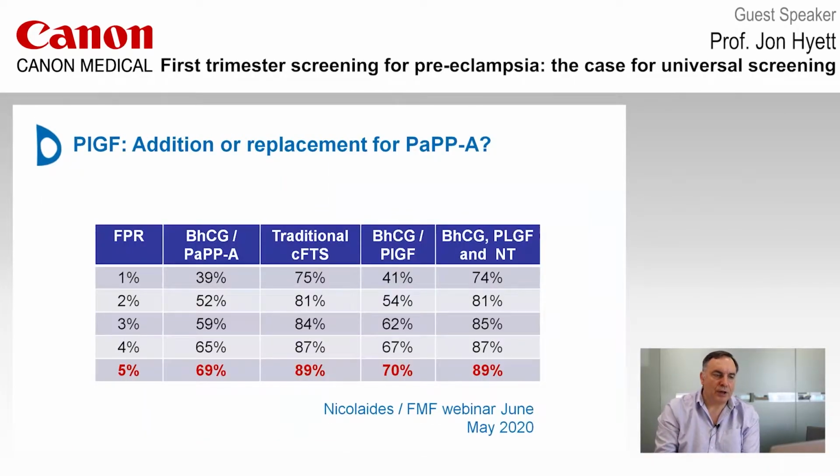There is actually another piece of work now that demonstrates that you can replace PAPP-A with PlGF and just use a dual biochemical test in the first trimester with very similar levels of sensitivity to what you would have if you used PAPP-A and beta-hCG together.